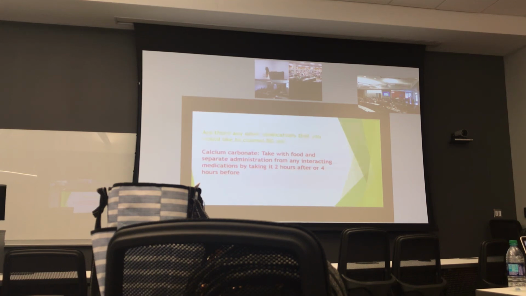So how I've worded on the slide is you're going to take calcium carbonate 2 hours after the interacting medication or 4 hours before the interacting medication. Does that make sense? If you have a fluoroquinolone, you can take it and then 2 hours later take your calcium carbonate. Or you can take your calcium carbonate and then 4 hours later take your fluoroquinolone. Does that make sense?